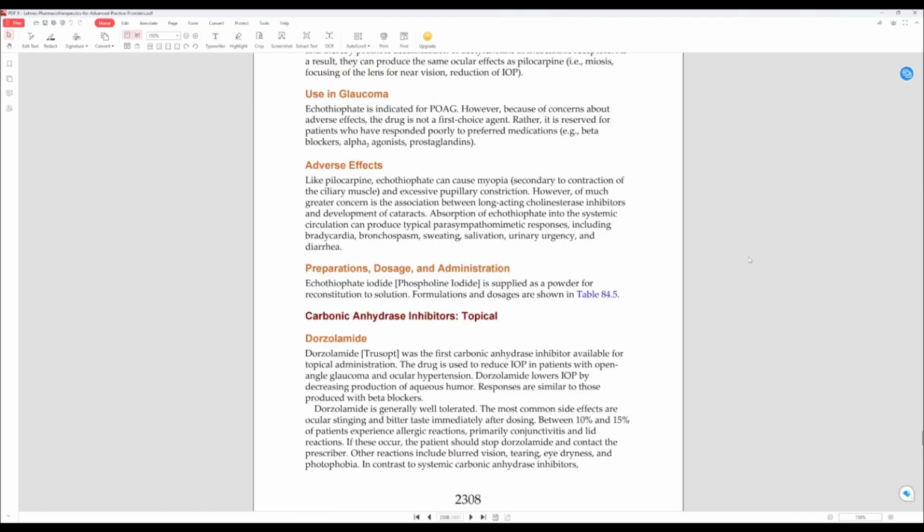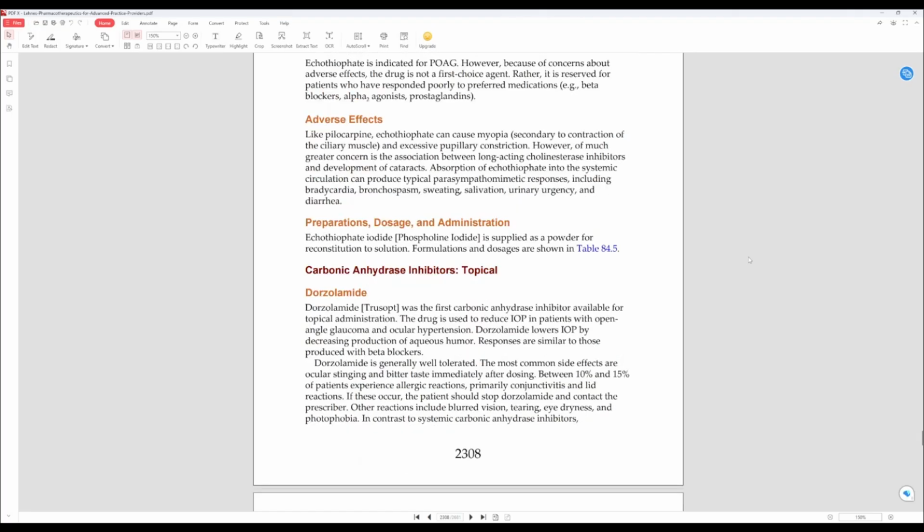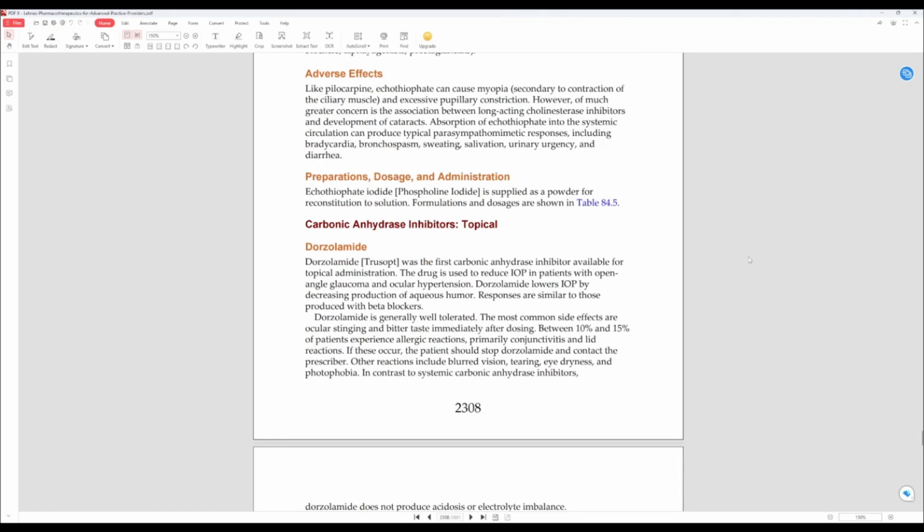Ecothiophate is indicated for POAG. However, because of concerns about adverse effects, the drug has not been considered a first choice agent. Rather, it's reserved for patients who haven't responded or have responded poorly to the preferred medications. Its adverse effects.